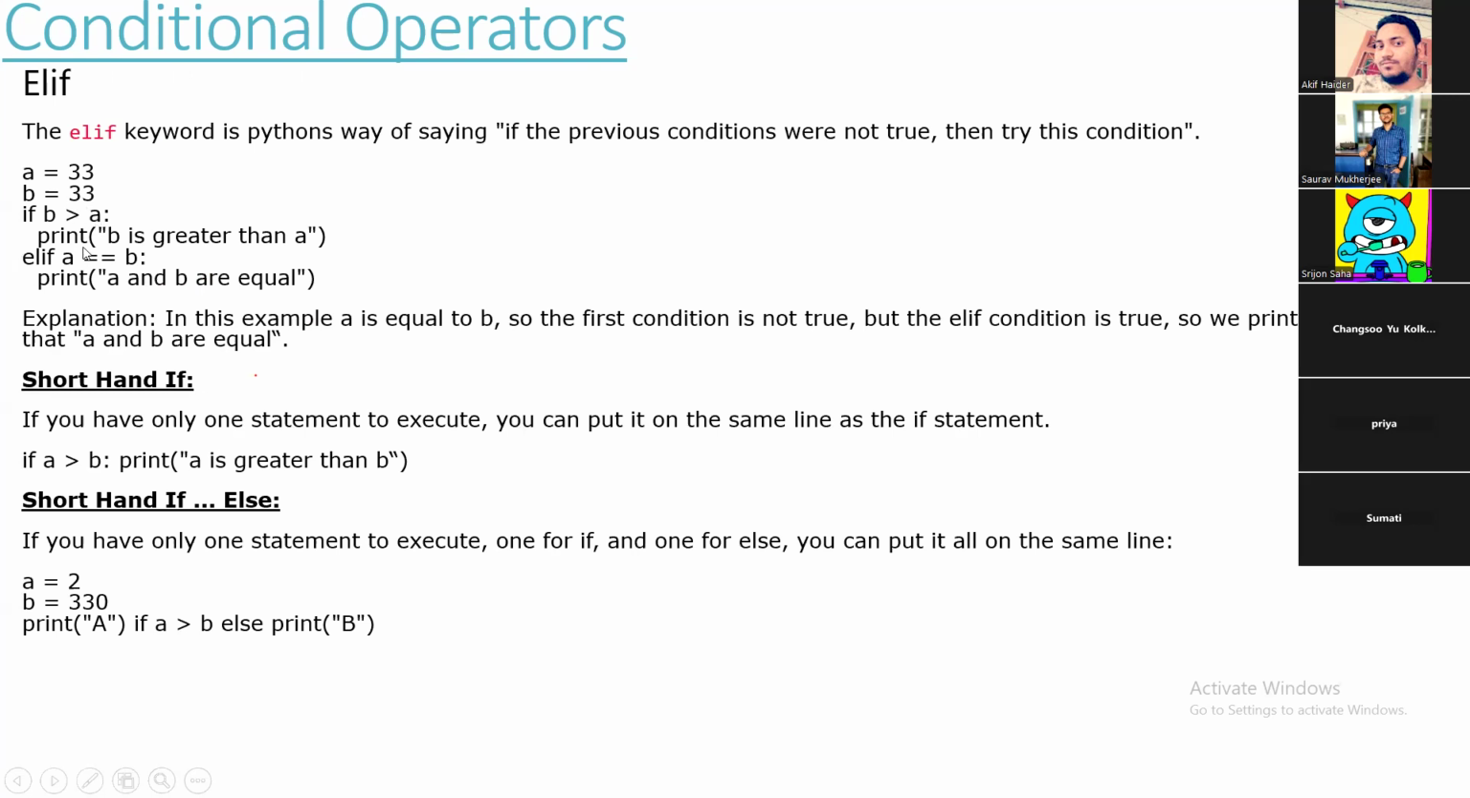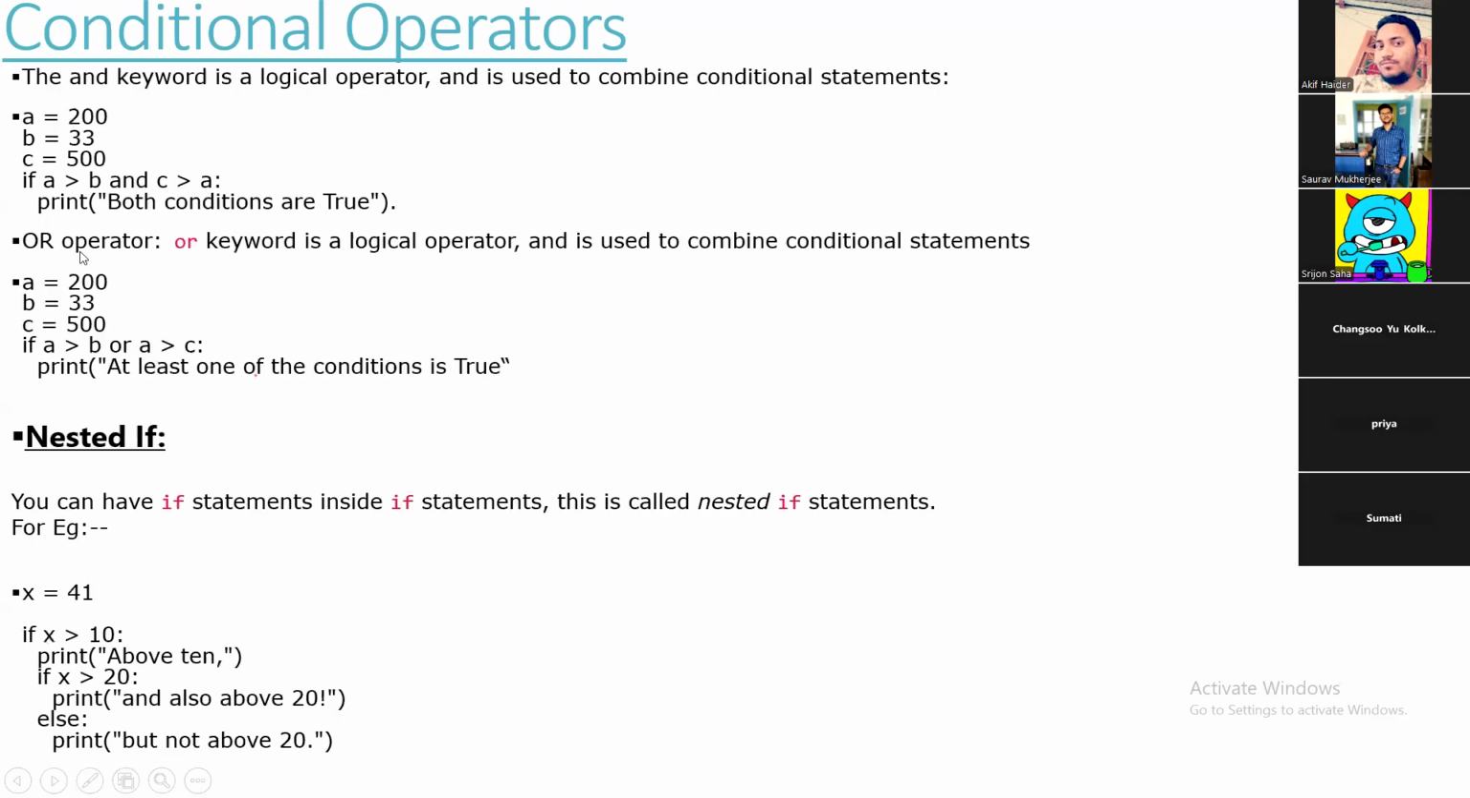If b is greater than a, then print b is greater than a. Else if a is equal to b, then print a and b are equal. So obviously, for this statement, the previous condition is not true, so then we apply the elif condition. This is very important in elif: when the previous condition is not true, then we go for the elif condition.